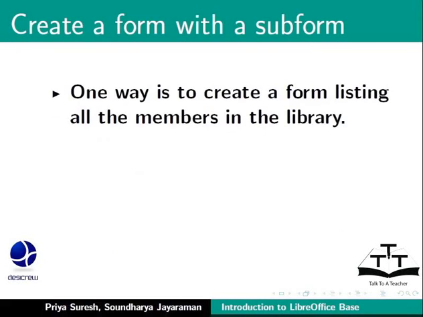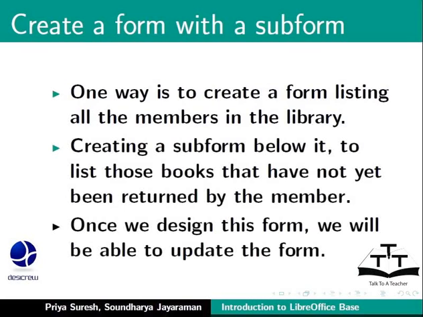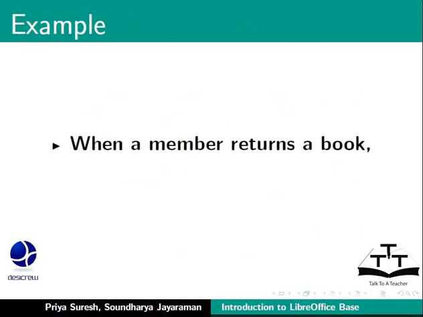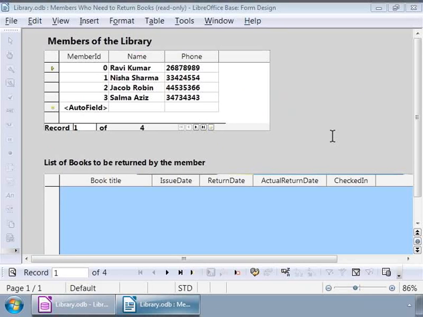One way is to create a form listing all the members in the library and then creating a subform below it to list those books that have not yet been returned by the member. Once we design this form, we will be able to update the form. For example, when a member returns a book, we can update this information. And here is a sample screenshot of the form we will design. Notice it also shows a subform at the bottom.